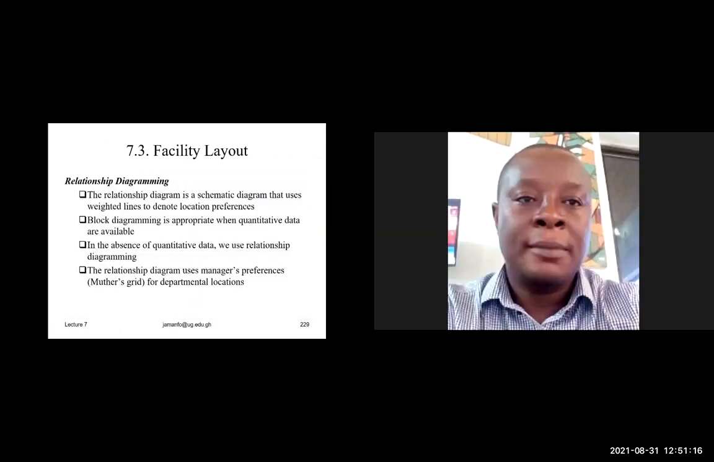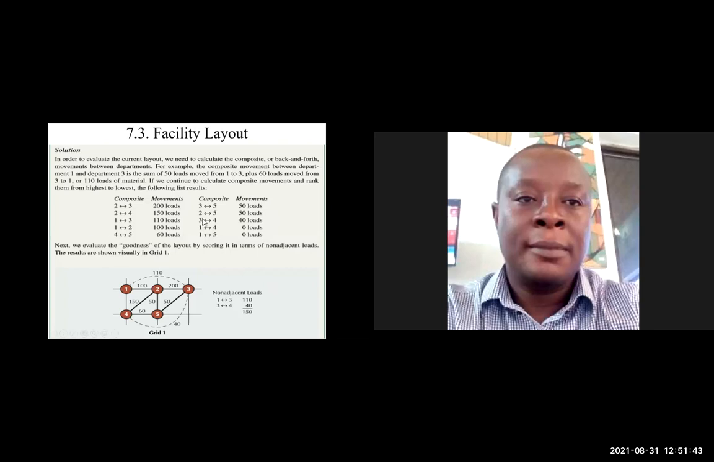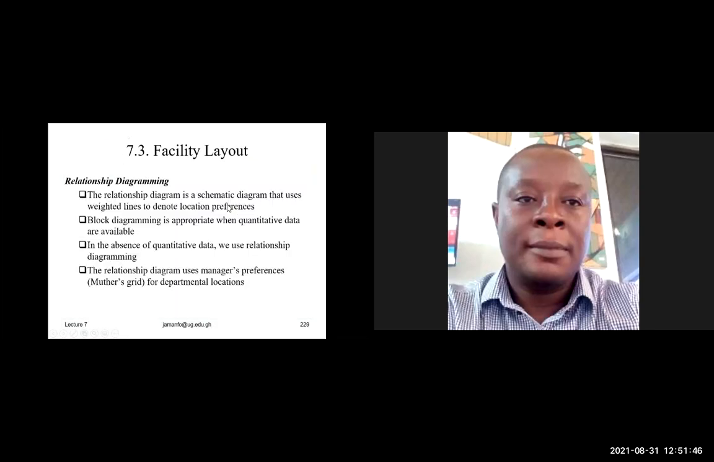So related to block diagramming is what we call relationship diagramming. The relationship diagram is a schematic diagram that uses weighted lines to denote location preferences. Again, it is subjective, depending on what the manager wants, what the operations director wants, what the general manager wants. Block diagramming is appropriate when quantitative data is available. Like this, we have the quantitative data, so we are using block diagramming. But when quantitative data is not available, we use the relationship diagramming.